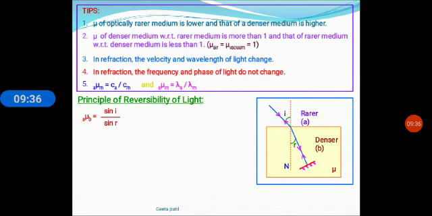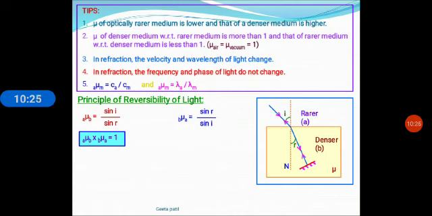Now for the given phenomena of refraction, when the light is traveling from rarer medium to denser medium, the refractive index of medium B with respect to A is given by the ratio of sine of angle of incidence to the sine of angle of refraction. Similarly, when the refracted ray is incident on the refracting surface placed in the medium B, light is refracted in the rarer medium, and the refractive index of medium A with respect to B is defined as the ratio of sine of angle of refraction to the sine of angle of incidence.